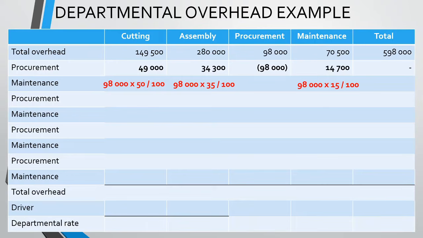But unlike the specified order of closing method, in the repeated distribution method, we do not close a department once it has been allocated out. Rather, we keep it open and allow the other service department overheads to be allocated back to that department. Also notice that the overheads in the maintenance department are no longer just the initial amount of 70,500. We have also allocated an extra allocation of 14,700 Rand, so the total overheads now in the maintenance department is 85,200 Rand, which now needs to be allocated out.